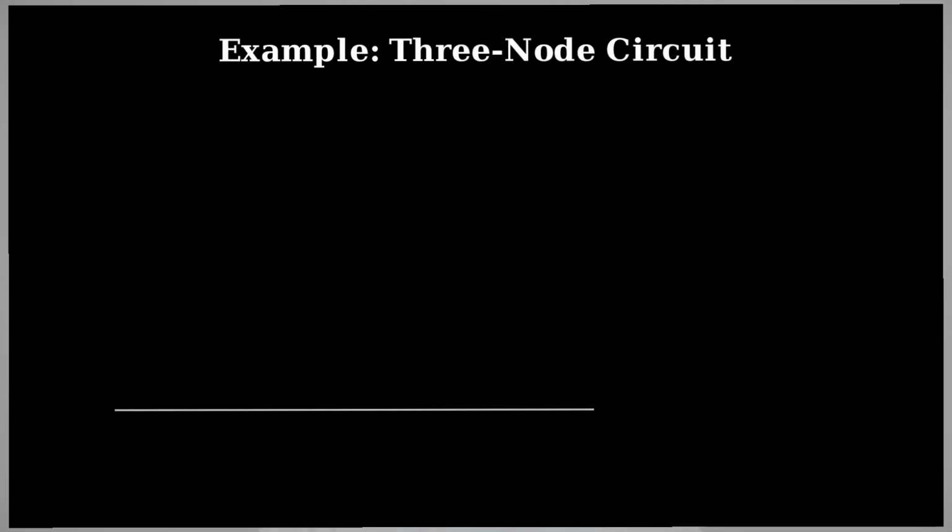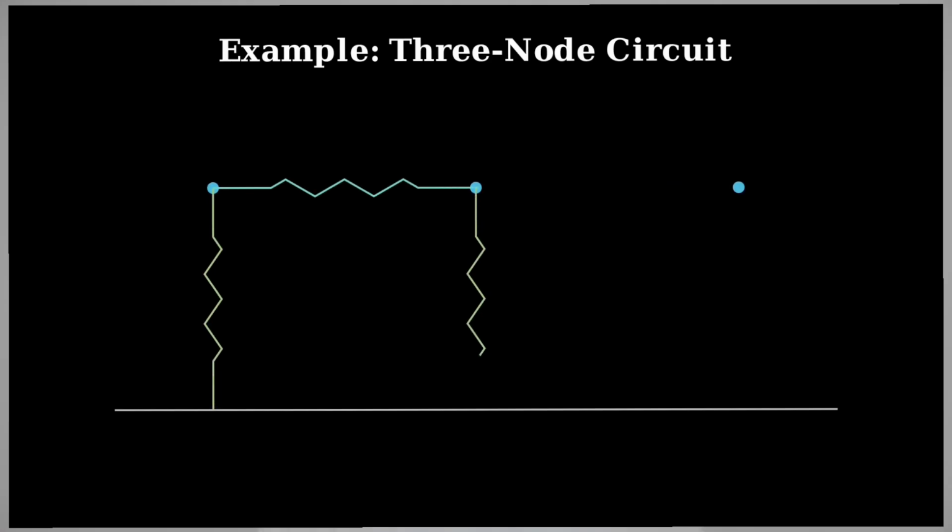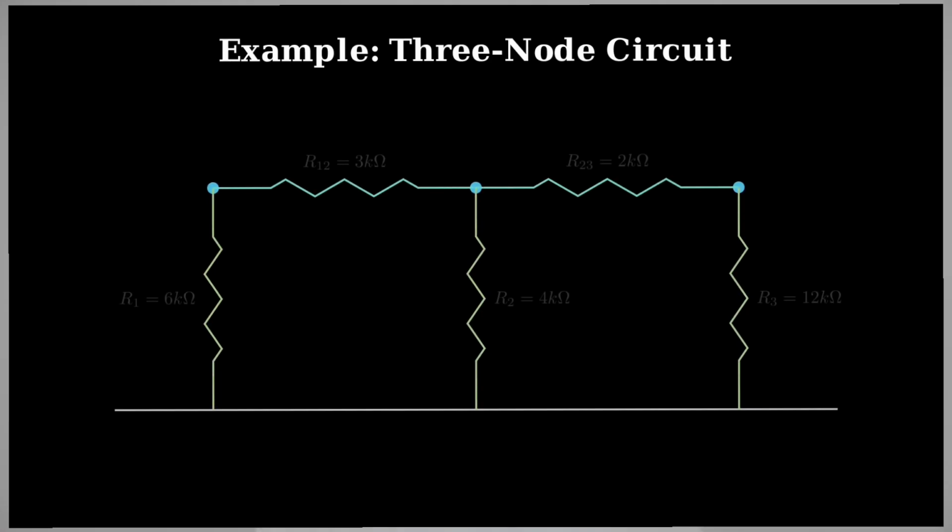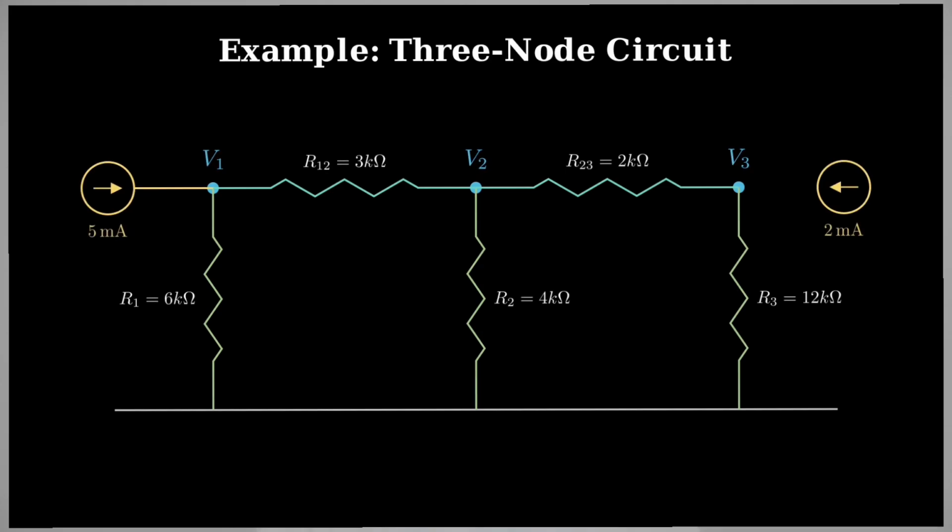Now we use a 3-node circuit as an example. The unknown voltages are V1, V2, and V3, measured with respect to ground. The circuit has 5 resistors. R1 equals 6,000 ohms from node 1 to ground. R12 equals 3,000 ohms between node 1 and node 2. R2 equals 4,000 ohms from node 2 to ground. R23 equals 2,000 ohms between node 2 and node 3. R3 equals 12,000 ohms from node 3 to ground. There is a 5 mA current source into node 1 and a 2 mA current source into node 3. Our task is to solve for V1, V2, and V3.